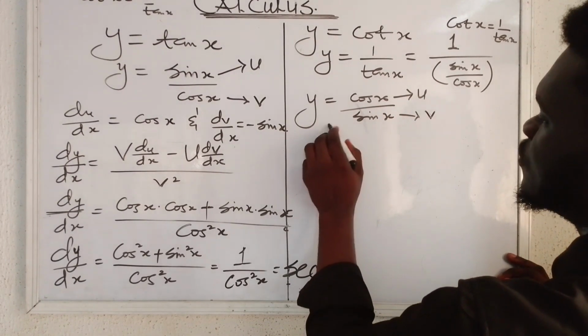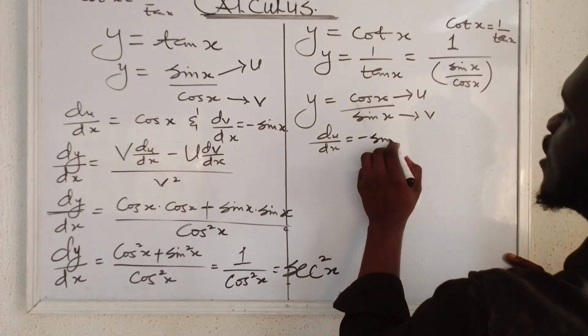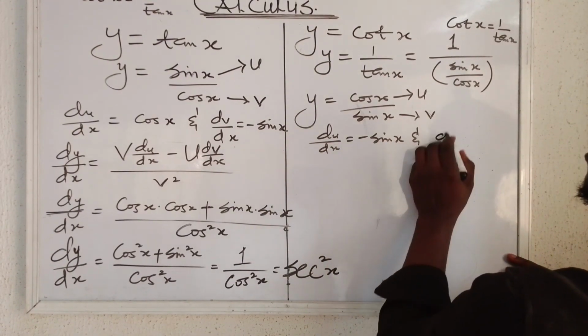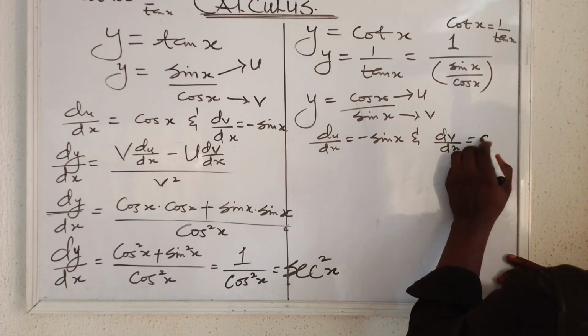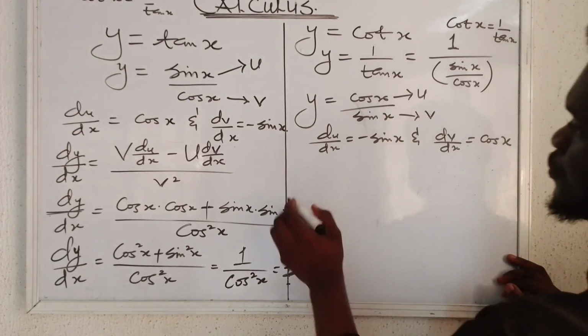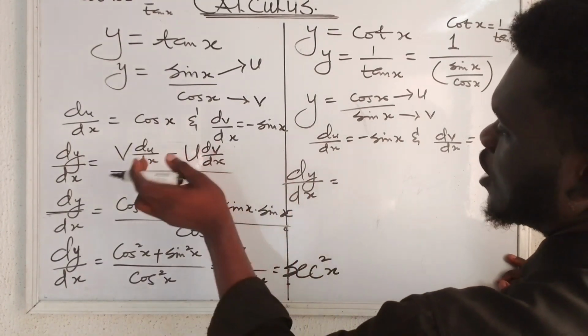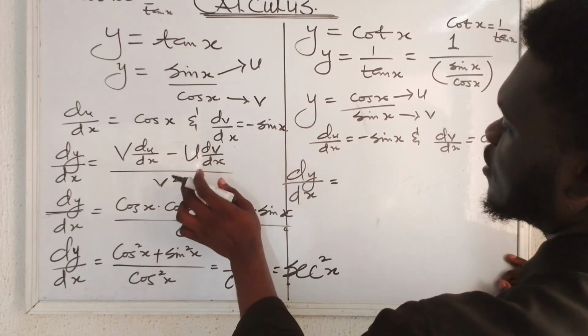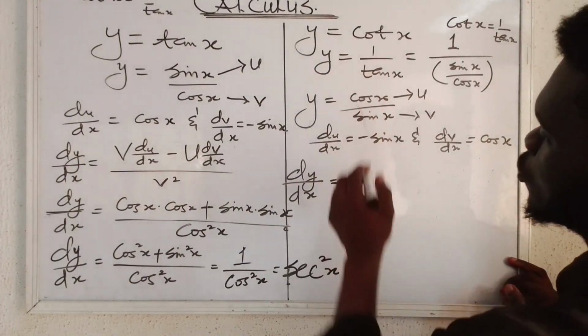And this is u while this is v. So automatically we have du/dx to be minus sine x, and dv/dx is equal to cosine of x. Once we've gotten that, dy/dx automatically equals, I don't need to write it again, since we have established the formula that we would be using, since it's a quotient problem.